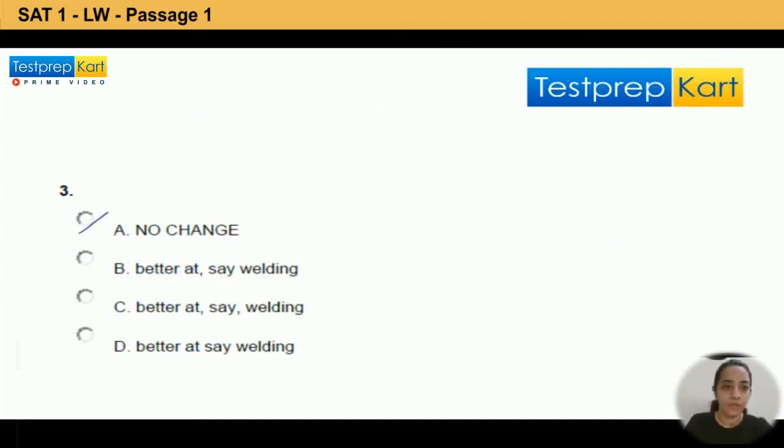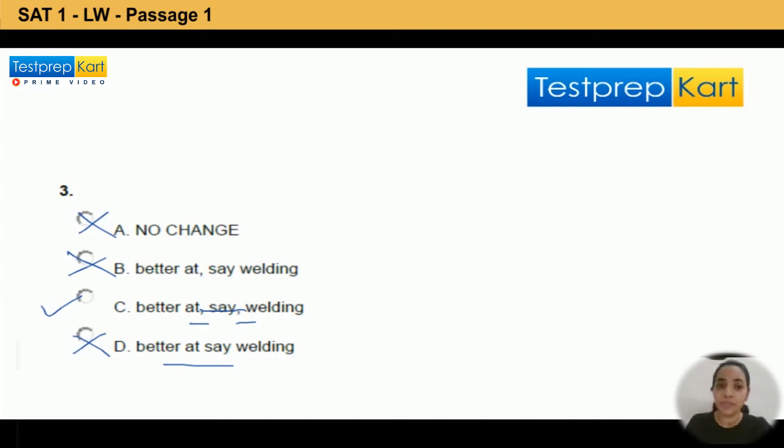So A goes out. Let's look at B. B has an opening comma, but no closing comma. This has opening as well as closing. That means if we remove this, the sentence reads out properly. This looks good. Here we don't have any comma, so it goes out. When can we skip commas?